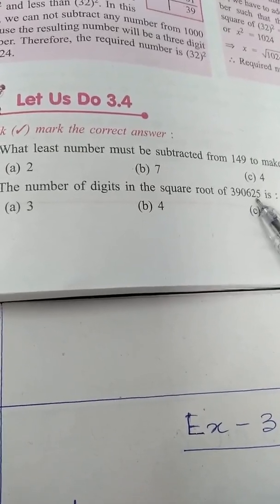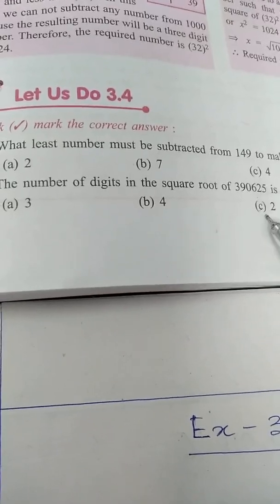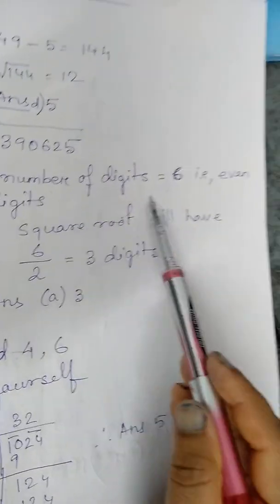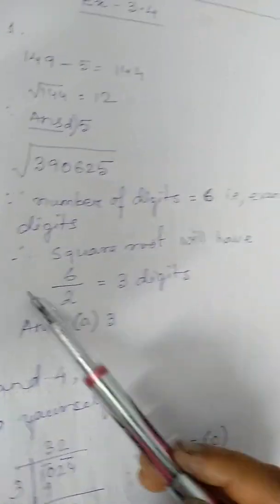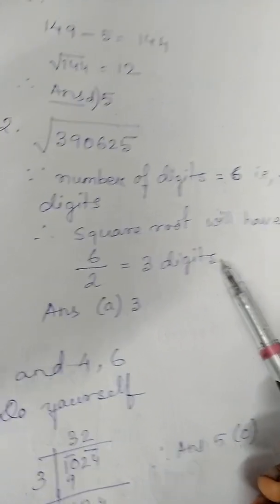So what is the formula to find the square root? n by 2. So 6 by 2 is 3. So it will be 3. See, I have just explained here: the number of digits is 6, that is an even number of digits. Therefore, the square root will have 6 by 2, that is 3 digits.